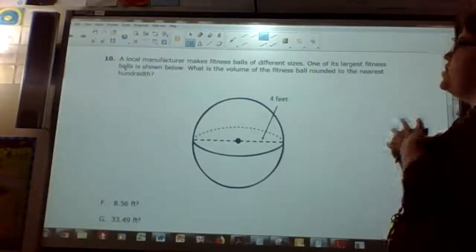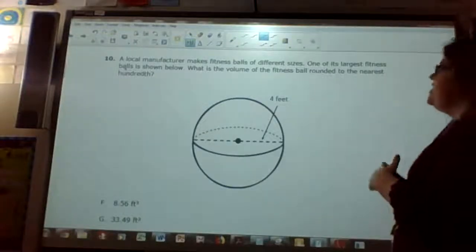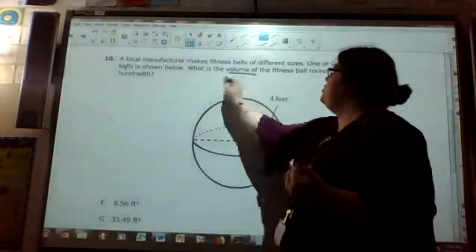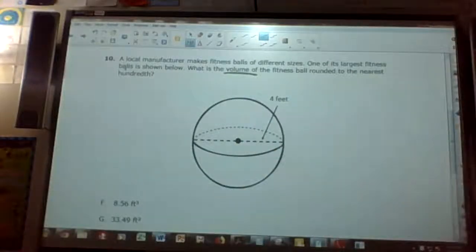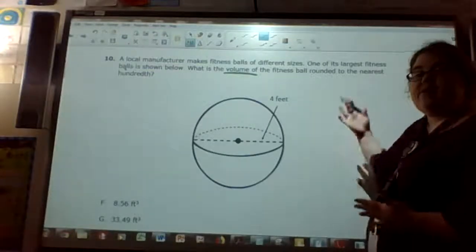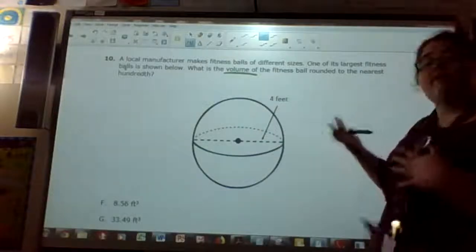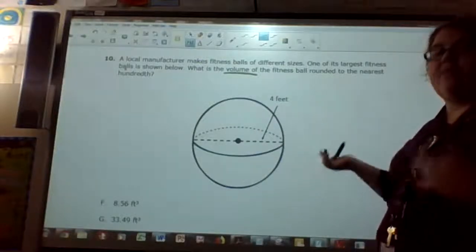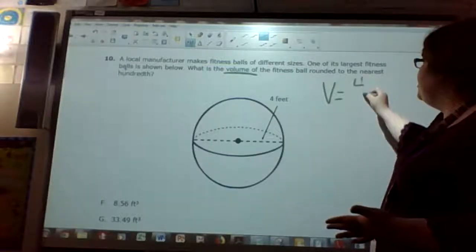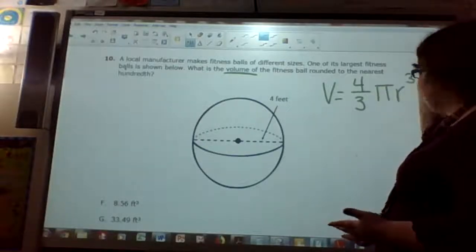A local manufacturer makes fitness balls of different sizes. One of its largest fitness balls is shown below. What is the volume of the fitness ball rounded to the nearest hundredth? So with that being said, volume, and this is a sphere, I'm going to go to my reference materials, and I'm going to write down my formula from our star chart. So the formula from the star chart is volume equals 4/3 pi r cubed.